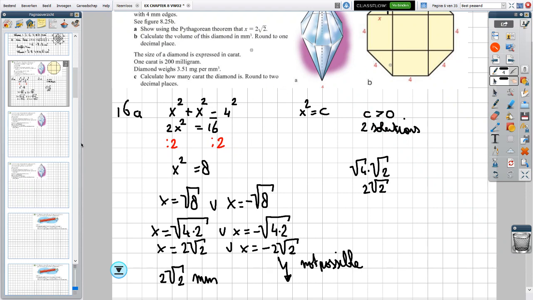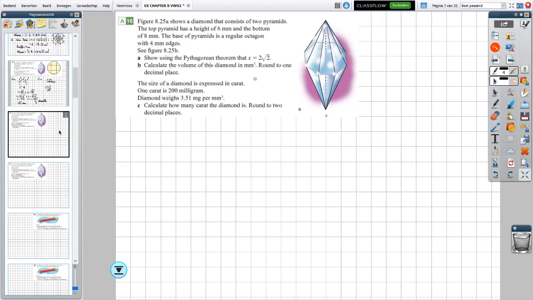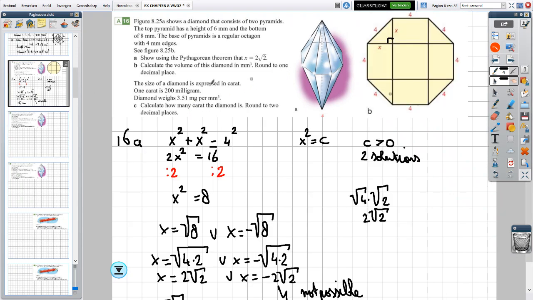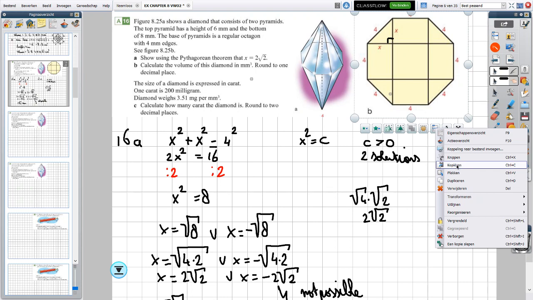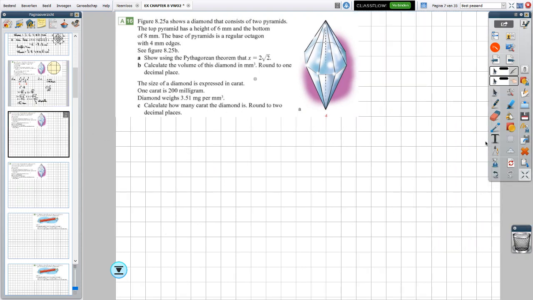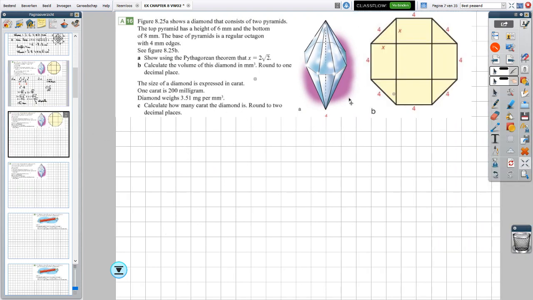Okay, so that's A. Let's go to B. And to do that, I would like to have this on the other page as well. Let's see. Copy. And now paste. Great. And we now know, let's write it down here before I'm going to forget, that x is 2 square root 2.